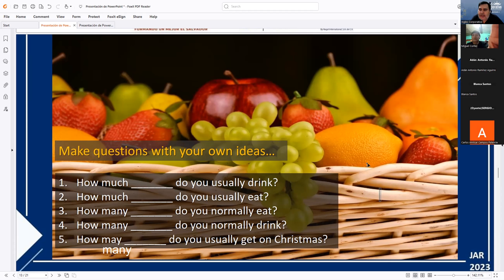Do you usually eat? How much beans do you usually eat? How much ground beans do you usually eat? Okay. How much sugar do you usually eat? What else? How much hamburger do you usually eat?